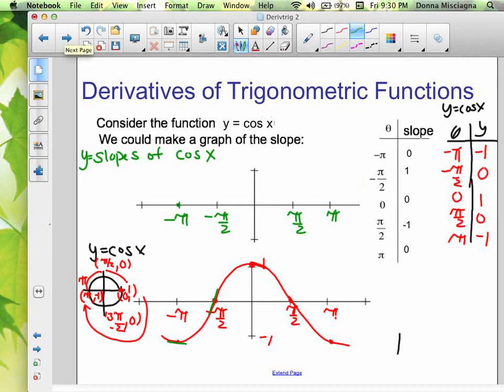So negative pi here was 0. Negative pi halves was 1. All right, it's 0. We got that relative max there. So this is 0. Pi halves, the same magnitude as the slope at negative pi halves, but now it's just negative. So this is going to be negative 1.